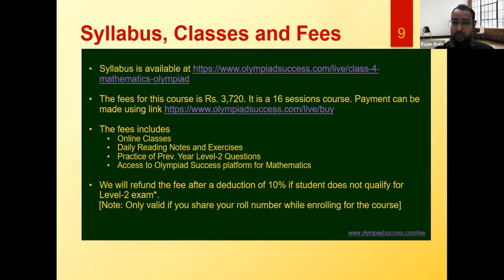The fees for this course is 3,720, and there will be 16 sessions in this course. We include online classes, daily reading notes and exercises, and practice of previous year level 2 questions. And as I said, you will also get access to the Olympiad Success platform for level 2 mock tests. Now, students, in case you do not qualify for the level 2 exam, we will refund the fee after deduction of 10%. But in that case, you need to submit your roll number with us while enrolling for the course.